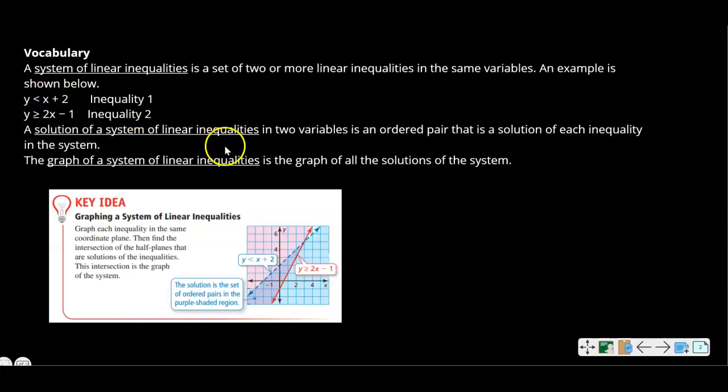All right, so a solution of a system, again, if you take an ordered pair and you plug it into both inequalities in the system and it makes a true statement, then that would be considered a solution of the system of linear inequalities. The graph of a system of linear inequalities is the graph of all the solutions of the system. All right, so here's an example that you can see below.